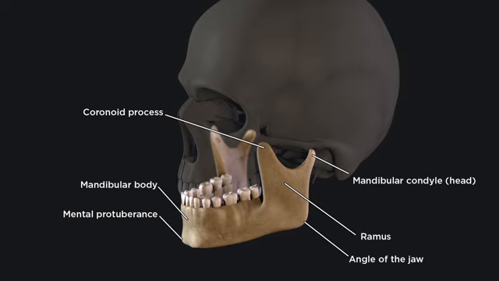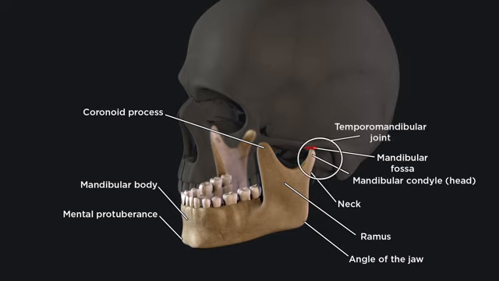Now, the condyle is also known as the head of the mandible, and just inferior to it is a constricted neck. The mandibular condyle articulates with the mandibular fossa on the temporal bone. Now, that forms the only movable joint of the skull, the temporomandibular joint, more commonly called the TMJ. We'll cover the muscles and movements of the jaw in a future lesson and return to these bony landmarks when we do.